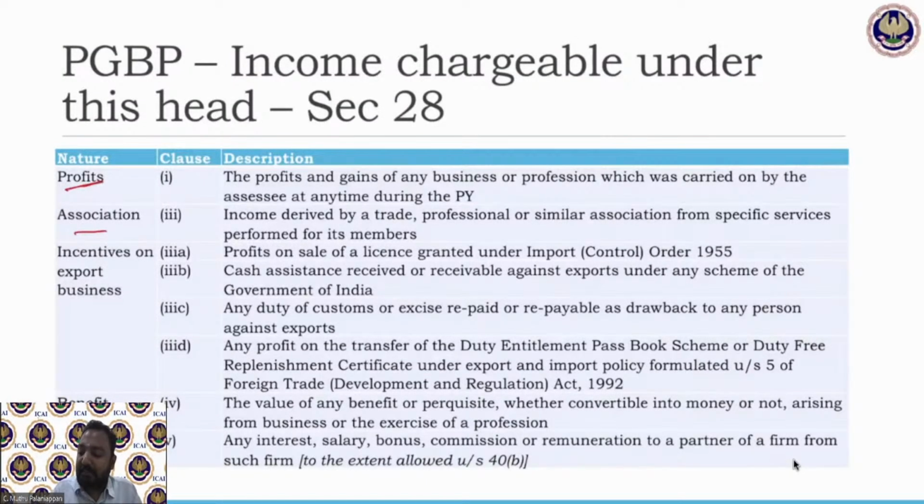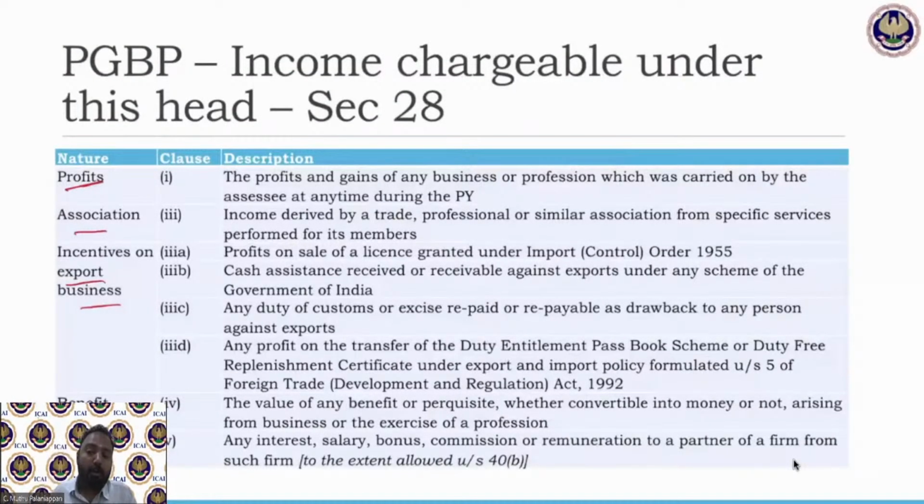The next is incentive on export business. Currently, you have something called Atmanirbhar Bharat, which means you have to make in India. Whatever you have made in India should be used in India and should also be given outside India. Now, the government says we are very happy that you are manufacturing or producing something in India, and we want you to export. So the government gives you various incentives for engaging in export business.